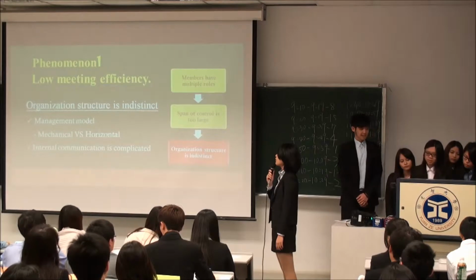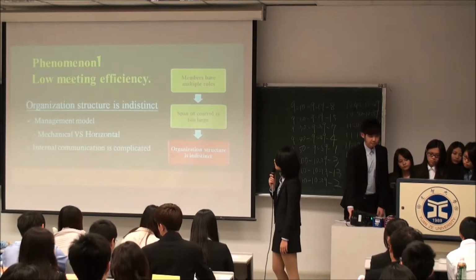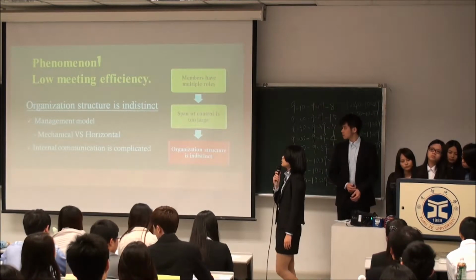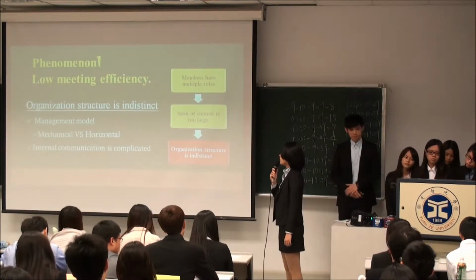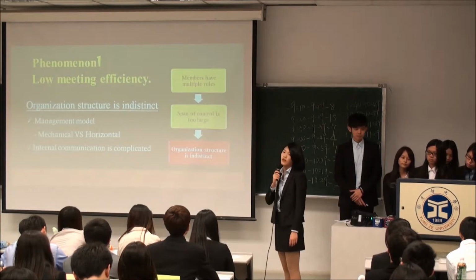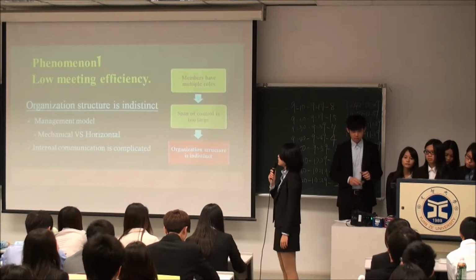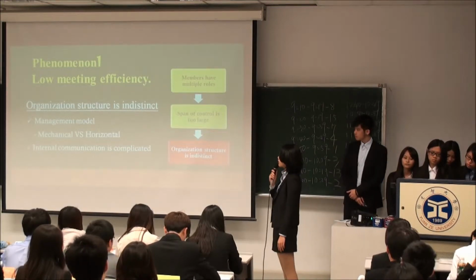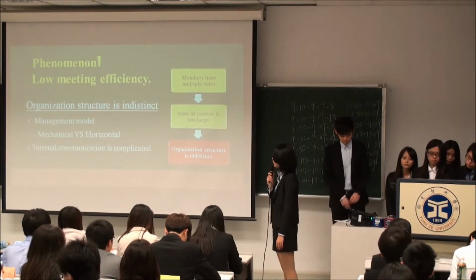And the final level of phenomenon 1 is that the organization structure is indistinct. As we mentioned before, Ruling has a mechanical architecture, but actually it's a horizontal management mode, and this makes internal communication more complicated.